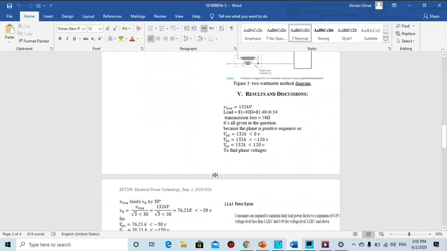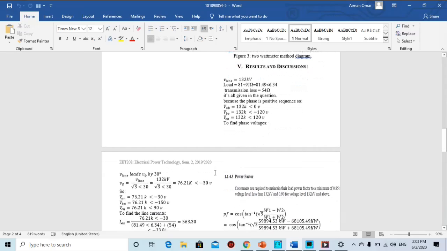The V line given in the question is 132 kilovolt, and the load is 81 plus j9 ohm. The transmission resistance is 54 ohm. Because the phase sequence is positive, VAB equals 132K angle 0, so this is the reference, and VBC and VCA will be the same in magnitude, but the angle will change, which is 0, minus 120, 120. To find the phase voltage, first V line leads the V phase by 30 degrees.